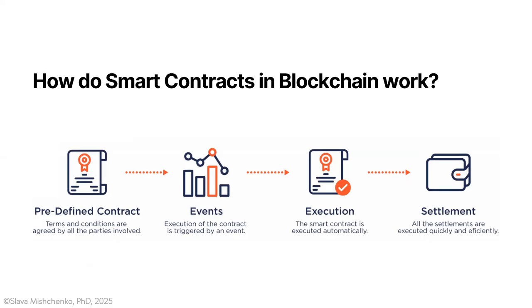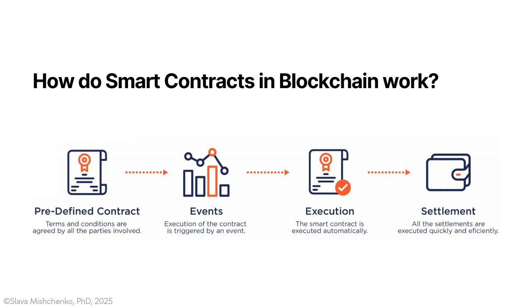And the second stage involves events. So I like to think of these as triggers. For example, if we are dealing with a payment contract, an event might be reaching a specific date or receiving a particular amount of cryptocurrency. And these events are what set the smart contract in motion.